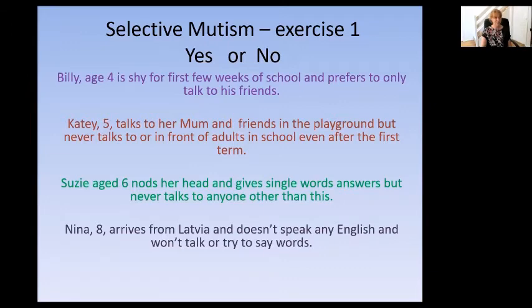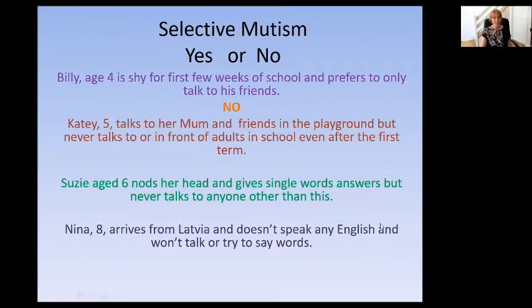Okay, let's have a look at Billy. Billy is aged 4 and is quite shy for his first few weeks of school and prefers only to talk to his friends. Do you think you would consider that an example of selective mutism? We've put no, and our reason for that is actually lots of children are quite shy when they first start school, and it's quite normal for children to be more confident perhaps talking to their friends and away from adults, and actually we'd want to give it a little bit more time for Billy to settle into school and see how he gets along before we'd consider it a referral perhaps to speech therapy about possible selective mutism.